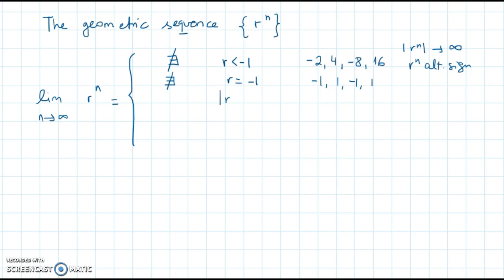If the value of r is in absolute value less than 1, so we are considering all the values between -1 and 1, not including the endpoints, then we know that the limit of this sequence is 0. Even if the terms are oscillating, in the case of a negative r, they are in absolute value approaching 0, so it converges to 0. If r is exactly the value 1, then the sequence is the constant sequence 1, so the limit is 1. And if r is greater than 1, then the terms of the sequence are getting bigger and bigger, so we can say that it diverges to plus infinity.